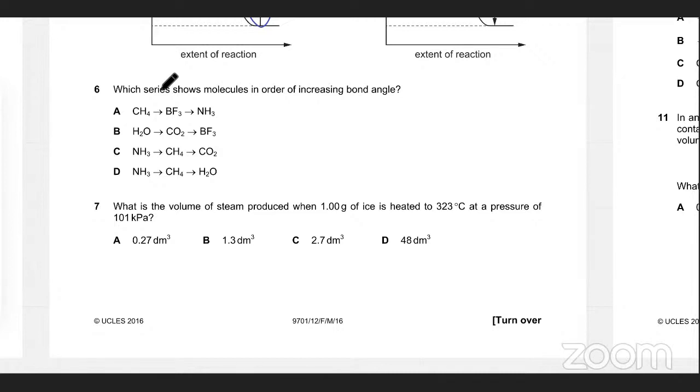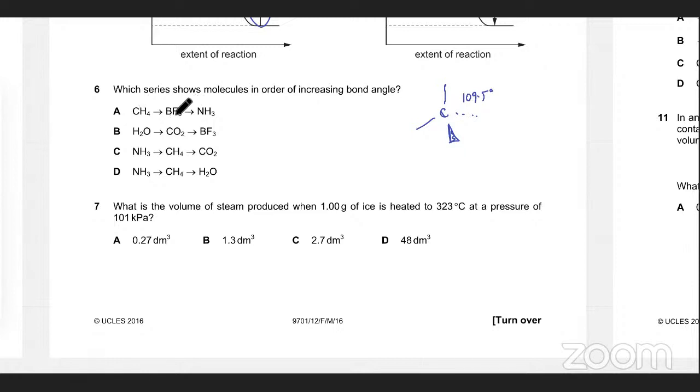Starting with this one: which series shows the molecules in order of increasing bond angles. So we're going to calculate bond angles for each one of them. The first one is CH4. That is going to give you a tetrahedral arrangement where the angles are 109.5 degrees. The next one is BF3.